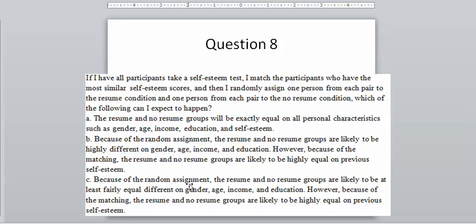So what's actually correct is, because of the random assignment to group 1 and group 2, the resume and no resume groups are likely to be fairly equal on these 4 things. And because of the matching, because they were matched on previous self-esteem, the groups are guaranteed to be highly equal on their prior self-esteem. So it's actually C. What actually happens is the matching definitely makes the groups equal on their prior self-esteem. And the fact that we're randomly assigning to group 1 and group 2 should make the groups fairly equal on other personal characteristics as well.